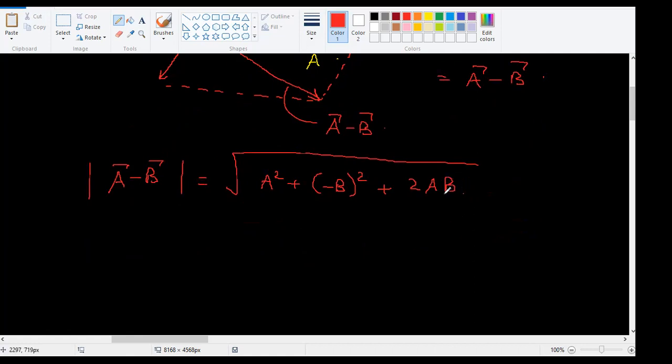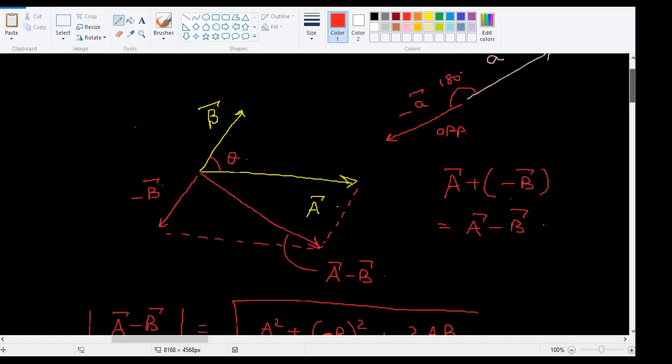So this is just a magnitude. So this is also magnitude. But in the angle, right? So look at this. I'm going to be adding a and minus b. That's the addition I want to do. So a is the magnitude, b is the magnitude. So a squared plus b squared plus 2ab.